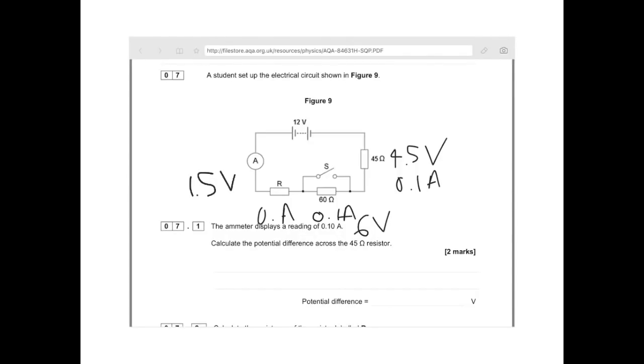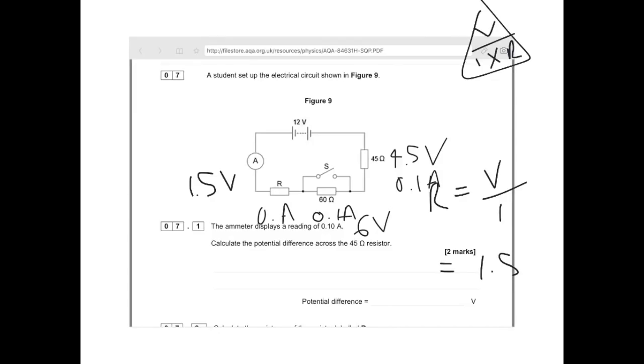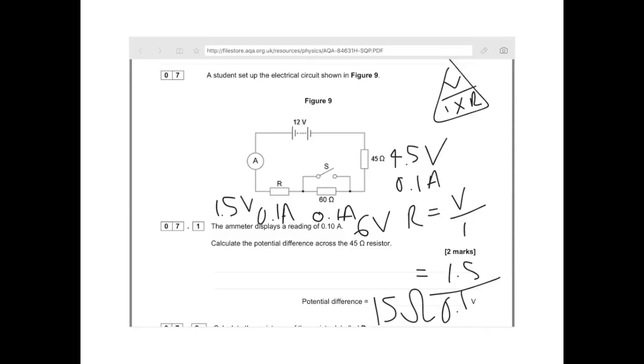So now in terms of working out the resistance, so VIR again, resistance equals V over I. So we know V is 1.5 divided by 0.1 amps to give us a resistance which is 15 ohms. It is worth 3 marks. It's quite a long, hard question.